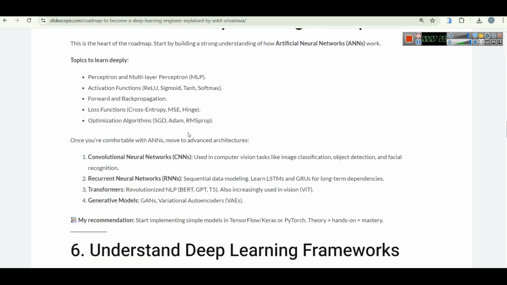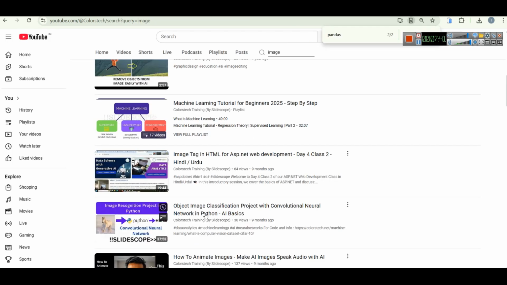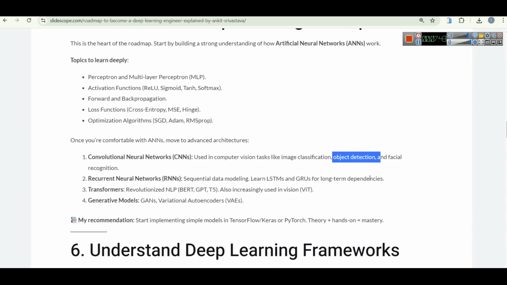Then you have loss functions, that is cross entropy, MSE, hinge, and optimization algorithms like SGD, Adam or RMSprop. Once you are comfortable with ANNs, move to advanced architectures like CNNs, that is used in computer vision tasks like image classification, object detection, that you can see here, and facial recognition. Recurrent neural networks, RNNs, that is sequential data modeling. You can learn LSTMs and GRUs for long-term dependencies.